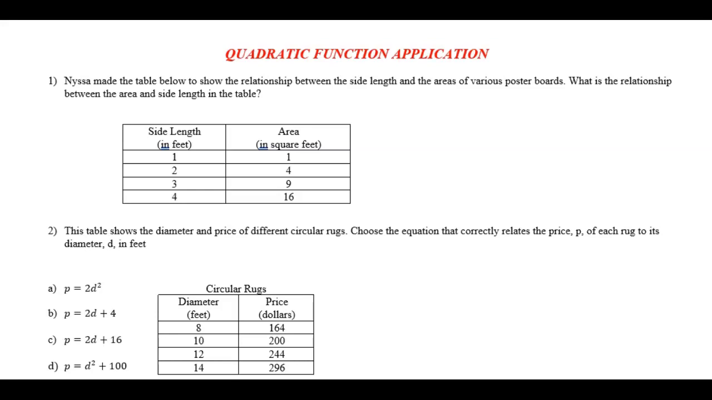So let's begin. The first question we have is, Nisa made the table below to show the relationship between the side length and the area of various poster boards. So what is the relationship between the area and the side length in the table? Okay, so that's the table we're talking about. This side right here is the side length in feet, of course, and the area on this side is in square feet. So first of all, we need to know what type of function we are dealing with.